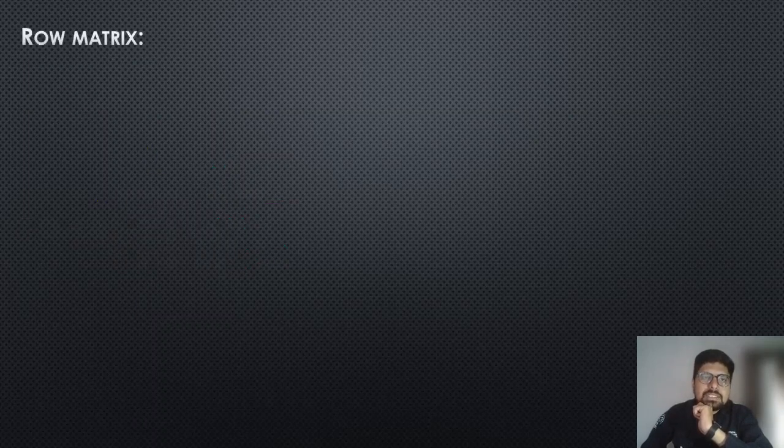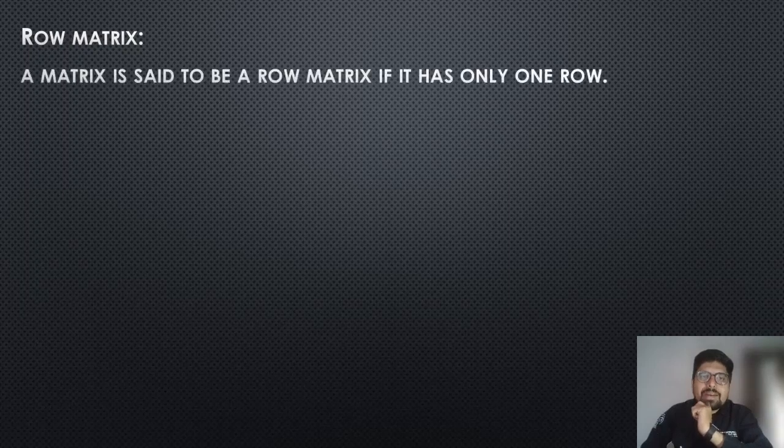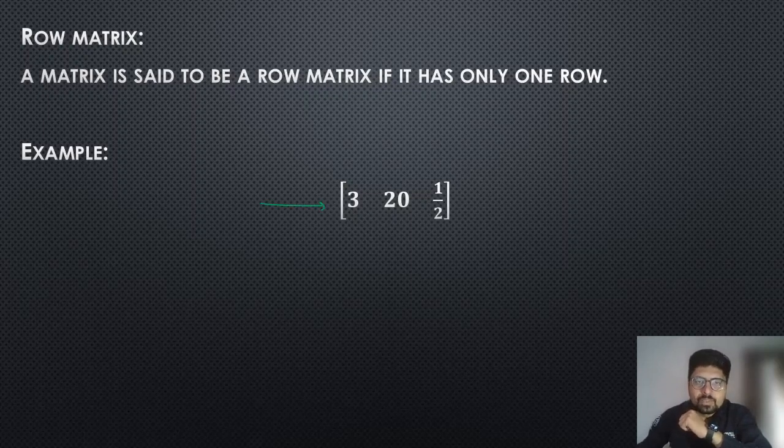The another one is called the row matrix. What it says, a matrix is said to be a row matrix if it has only one row. Now you can see that this matrix has a single row and there are 3 columns, first column, second column, and third column. So order of this matrix will be 3 by 1, as I said in the previous slide. Move on to the next example.